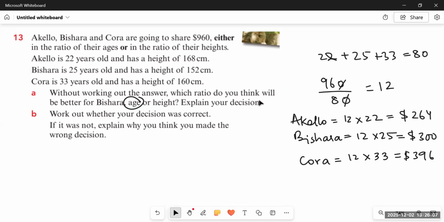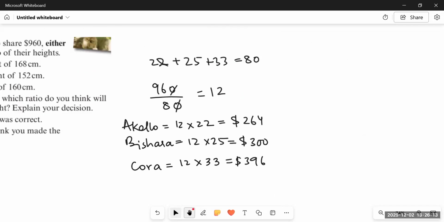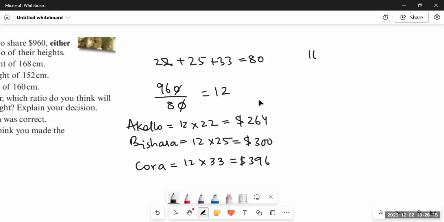Now let's check how much he will get if we share the amount according to their heights. So first of all, let us find out the sum of their heights. For this, we will add 168 with 152 with 160. And that gives us a total of 480. So we have to divide 960 by 480, and we know that 48 times 2 is equal to 96. So we will get $2 per unit.